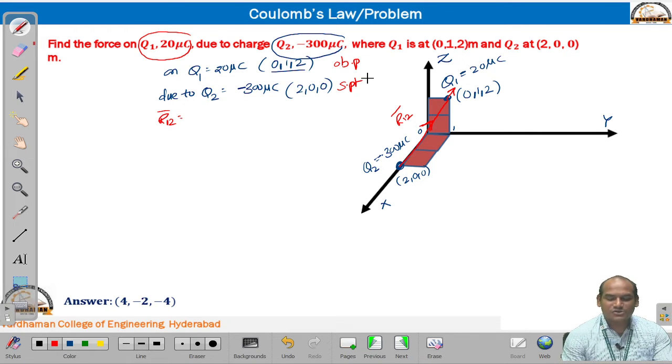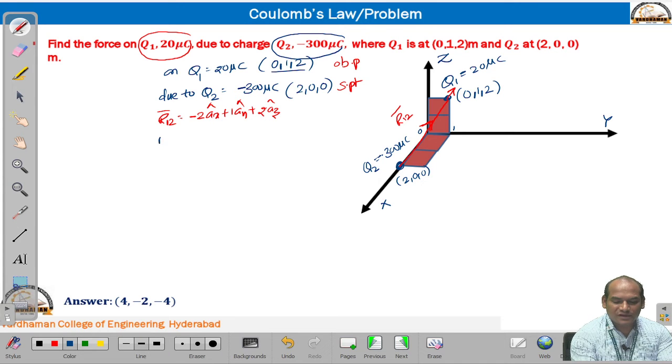So, observation point minus source point is the formula for the distance vector. Taking the x coordinate difference, 0 minus 2 is minus 2 Ax cap; 1 minus 0 is 1 Ay cap; plus 2 minus 0 is 2 Az cap. This is the distance vector. Now, we will take its magnitude, which is also important for us. The magnitude of R12 is the square root of minus 2 square, that is 4, plus 1 square, that is 1, plus 2 square, that is 4. That is root 9, which is 3.